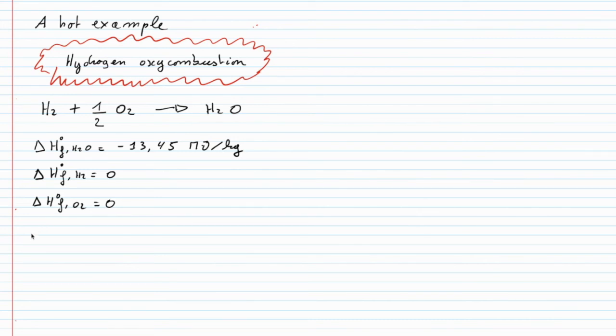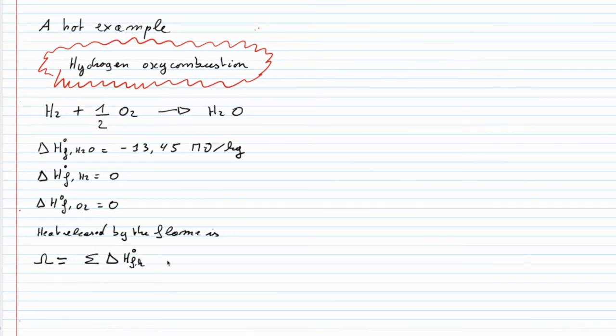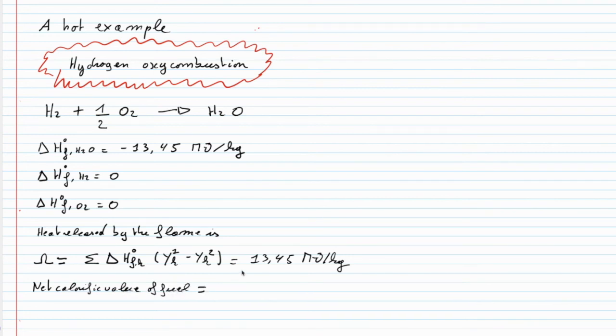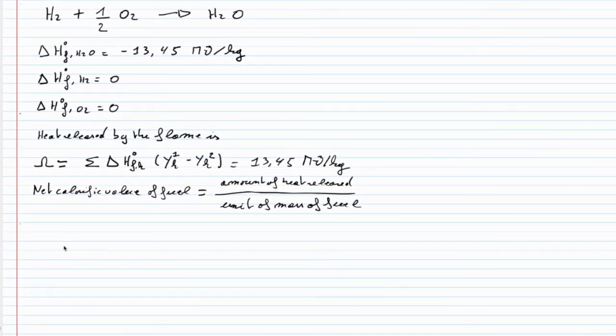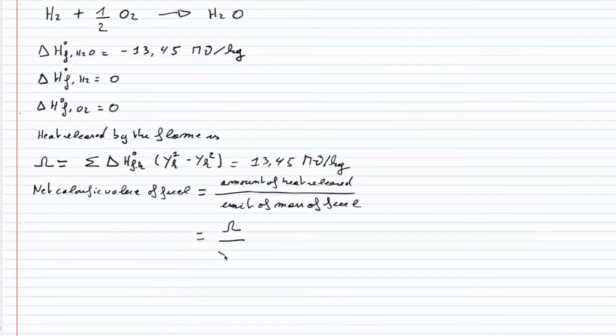We write omega as the heat released by the flame. Omega is equal to the variation of heat of formation between fresh and burned gases, and this is equal to 13.45 megajoule per kilogram. The net calorific value of the fuel can be easily deduced from the heat released by the flame. Indeed, the net calorific value of the fuel is equal to the amount of heat release divided by the quantity of mass of fuel that has been consumed. Here it's equal to omega divided by the mass fraction of H2 in the fresh gases.